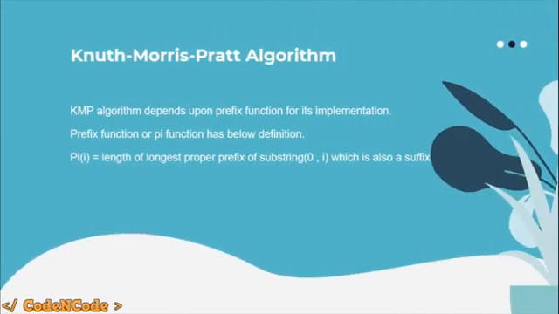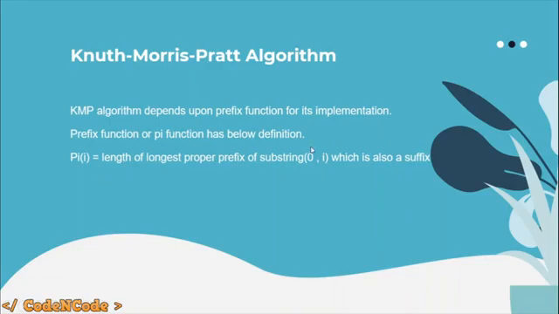So what is the KMP algorithm? KMP is a string matching algorithm, as you already know, and its implementation depends upon the prefix function. So we'll first study the prefix function and then move on to understanding the KMP substring search algorithm. The prefix function has this definition.